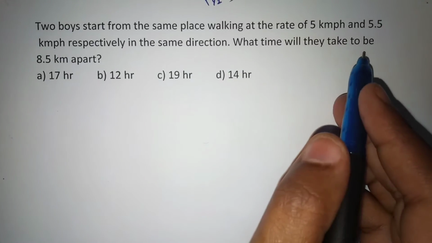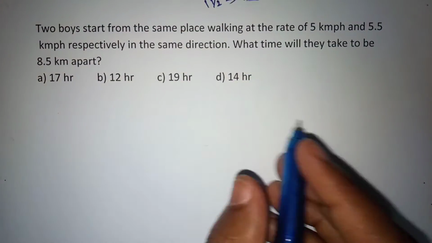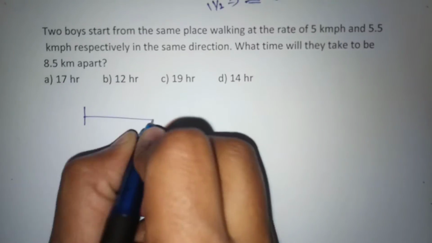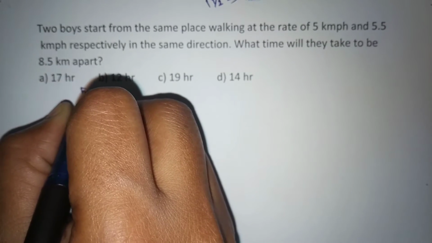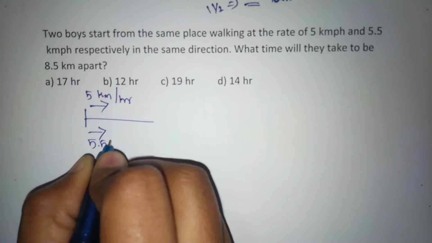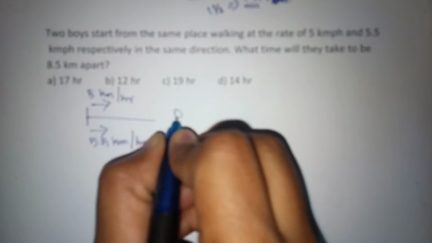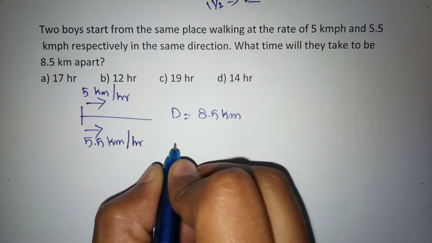What time will they take to be 8.5 km apart? See here, two persons start from the same point and move in the same direction. The speed of the first person is 5 km per hour and the speed of the second person is 5.5 km per hour. So here the distance they have to be apart is 8.5 km. So we have to find the time.